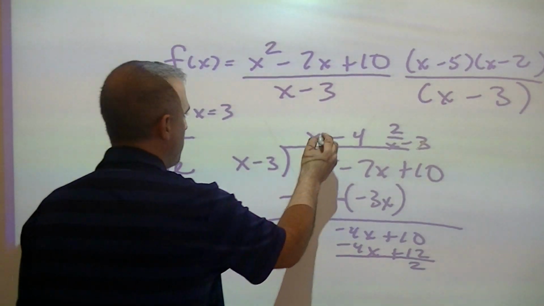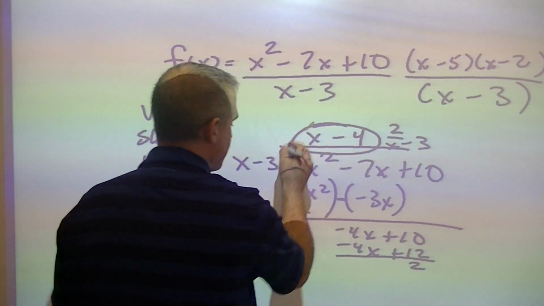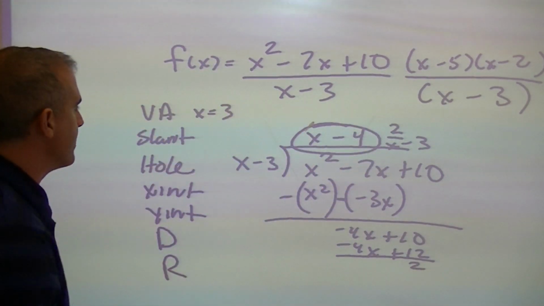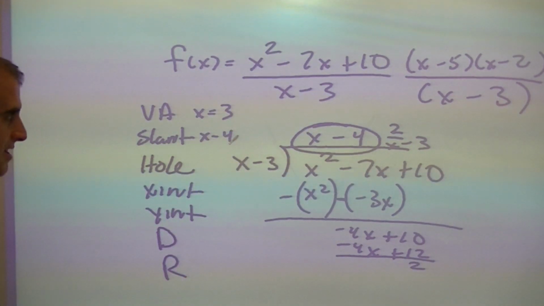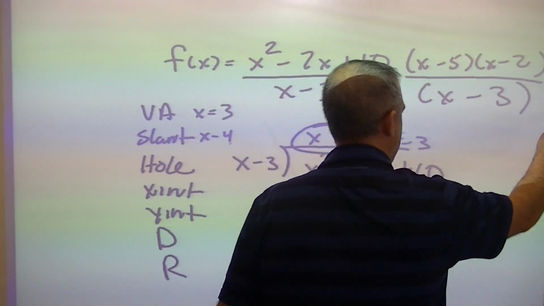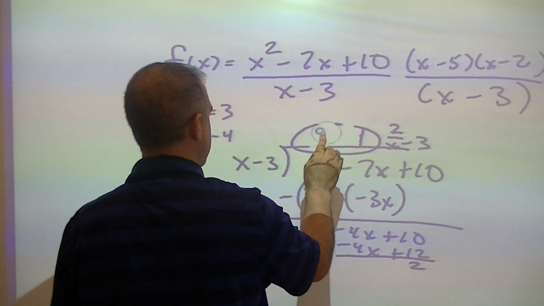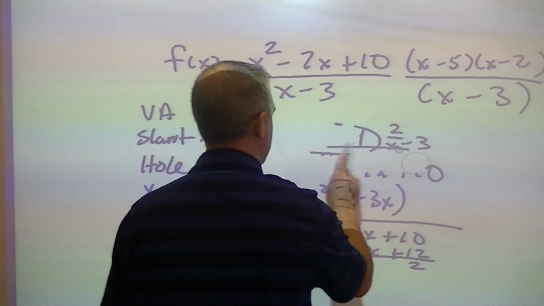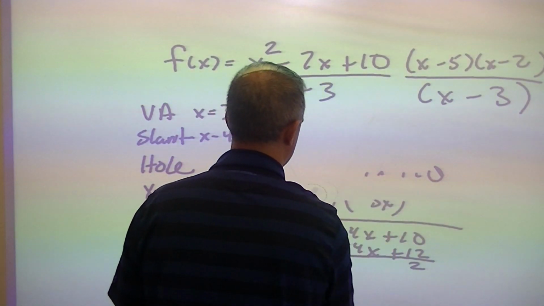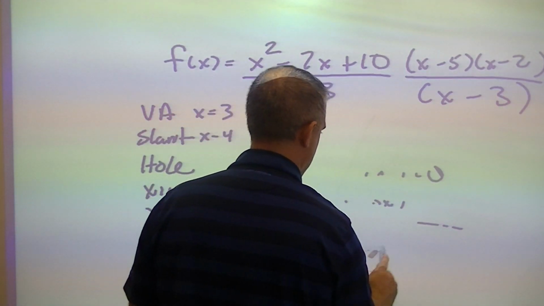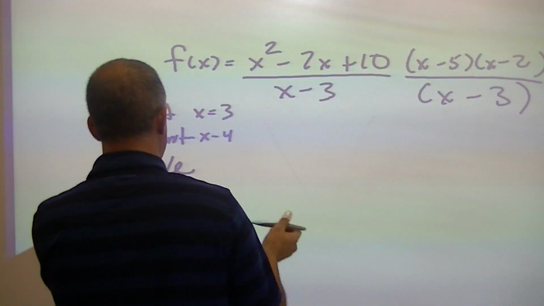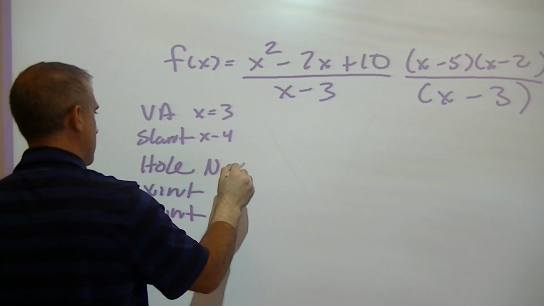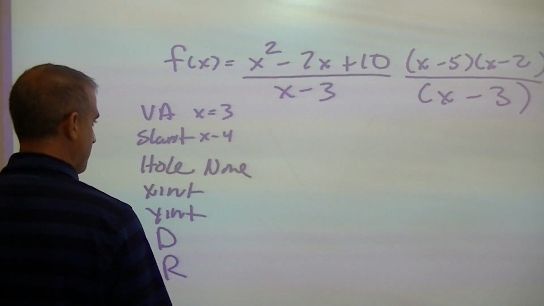The most important part of that is the non-remainder part. That will be the equation of our slant asymptote, okay, of x minus 4. Now I'm going to erase this, and I'll show you how that basically all comes into play. Okay, there is no hole.